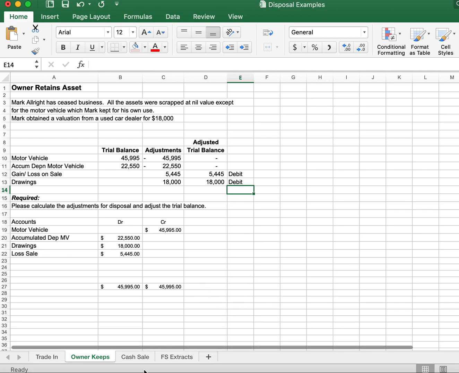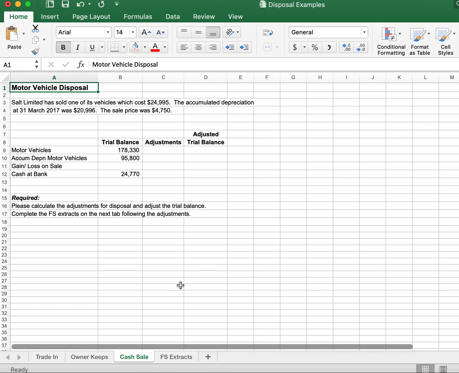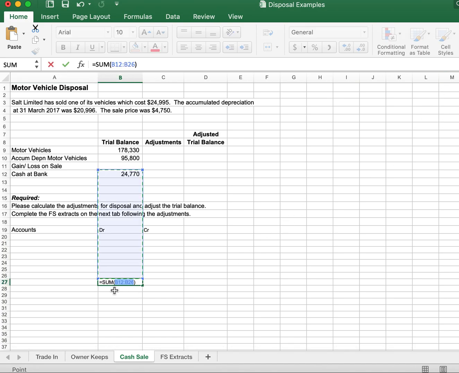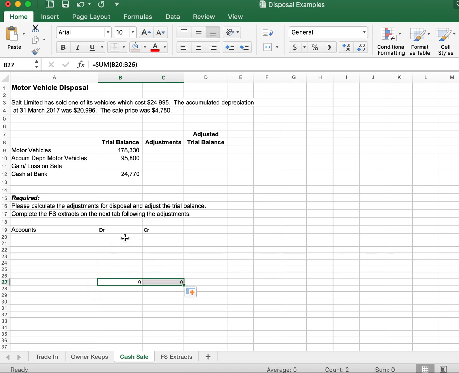Thirdly, cash sale. Okay, so I set myself up with my workbook, and I have my check. My journal's going to balance. I like to have mine showing dollars for some reason. Anyway, we'll do that. I like to have these in the center. And then I know that.